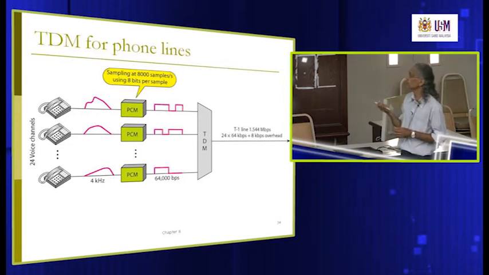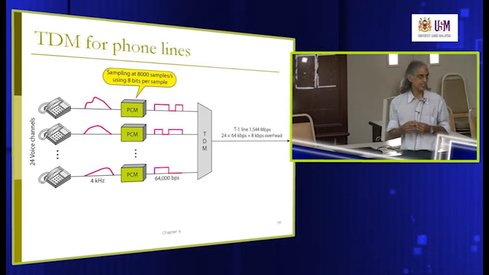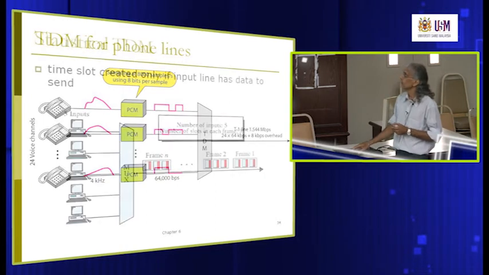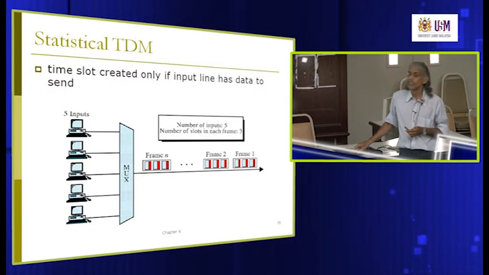So we can use, say, 8,000 samples per second. The sampling rate is 8 kilohertz. So 8,000 samples per second, and each sample takes 8 bits, the quantization level. So we get 64 kilobits per second, the rate. Then we can combine. So that's the synchronous TDM.